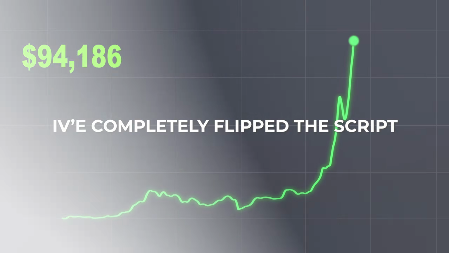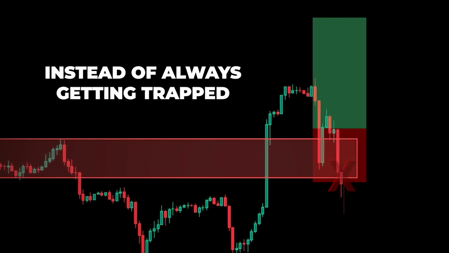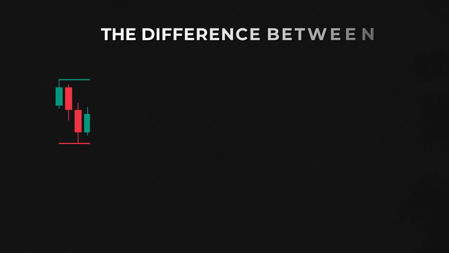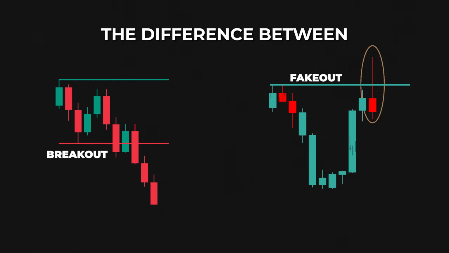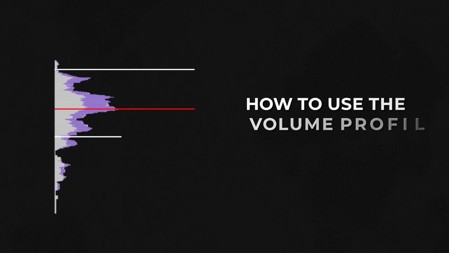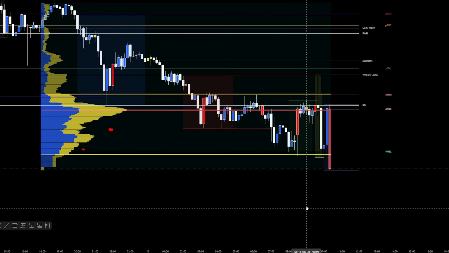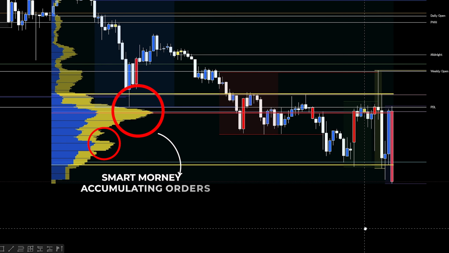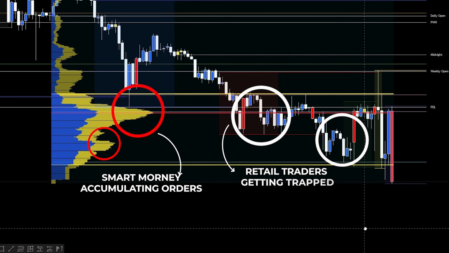Fast forward to today and I've completely flipped the script. Instead of being the liquidity that gets trapped, I've learned how to accurately differentiate between a real breakout and a deadly fakeout before the move even happens. The turning point for me was discovering how to use the volume profile, the ultimate tool that reveals where smart money is accumulating orders and trapping retail traders.